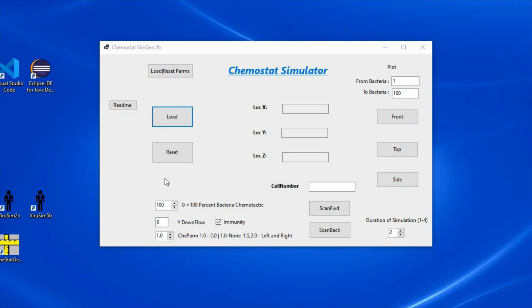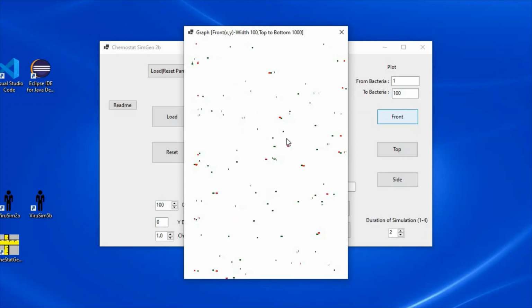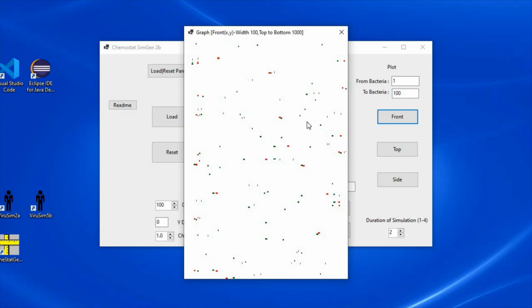Before we go over the function of the controls, let's just see what the end result's going to be, just so you have a better idea. Just load. Now you see what the simulation is. This is simulating the chemostat, and these are the walls of it to the left and right. That's the x-axis, and up and down is the y-axis here. The z-axis goes in and out of the screen. So that's the ultimate result. Each of these dots represents a bacteria.